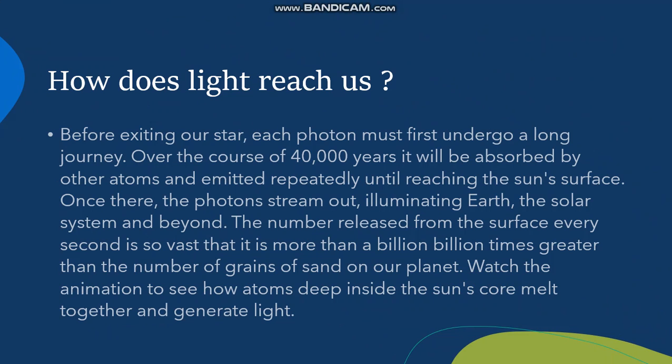How does light reach us? Before exiting our star, which is the sun, each photon must undergo a long journey. Over the course of 40,000 years, it will be absorbed by other atoms and emitted repeatedly until reaching the sun's surface. Once there, the photons stream out, illuminating Earth, the solar system, and beyond. The number released from the surface every second is so vast that it is more than a billion times greater than the number of grains of sand on our planet. Watch the animation to see how the atoms, even inside the sun's core, melt together and generate light.